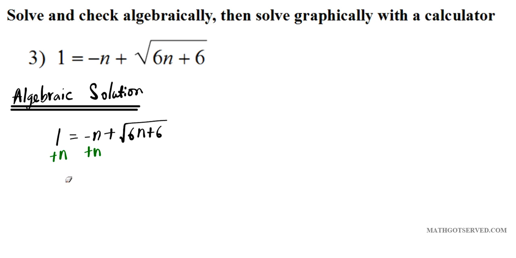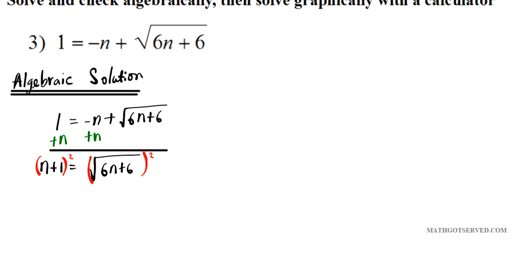Now that results in, just put a line here, we have n plus 1 equals, these two n's cancel out, the square root of 6n plus 6. Now that we have the radical isolated, we're going to go ahead and square both sides because the inverse of square root is square. And when we square the right side, the square roots cancel out.